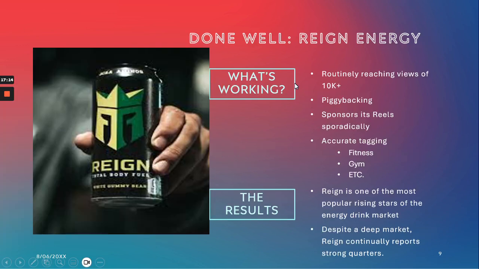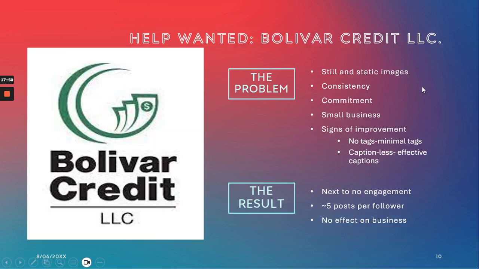Here's an example of a company that does it right. Rain Energy routinely reaches views of 10,000 plus on its reels. It can run this marketing campaign solely on its own. It has no problem piggybacking off its ambassadors. It only sporadically sponsors its reels because it's not necessary. And they're accurately tagging their reels in order for the crawlers to have an easier time pushing their product to the front. They tag them with fitness, the gym, I saw CrossFit, etc. The result is that Rain is one of the most popular rising stars of the energy drink market, and despite a deep market, Rain continually reports strong quarters.